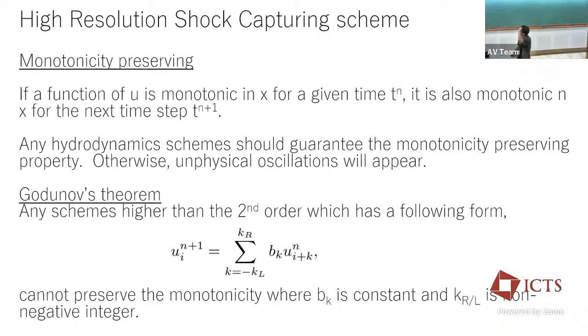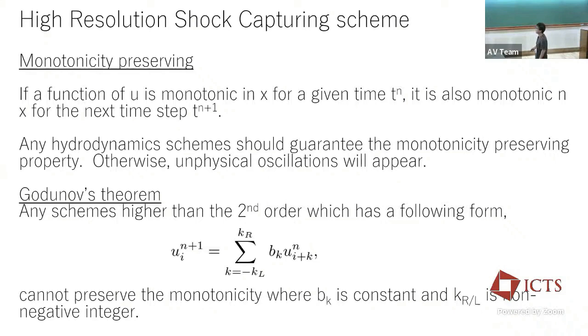So let me introduce the concept of monotonicity preserving. This means that if a function u is monotonic in x for a given time slice, it is also monotonic in x at the next time step, t^(n+1). Roughly speaking, monotonicity preserving means that you do not allow an increase of oscillation in the numerical simulations. So any hydrodynamics scheme should guarantee the monotonicity preserving property. Otherwise, unphysical oscillations, like the example I showed the first time, will appear. Then the simulation crashes.